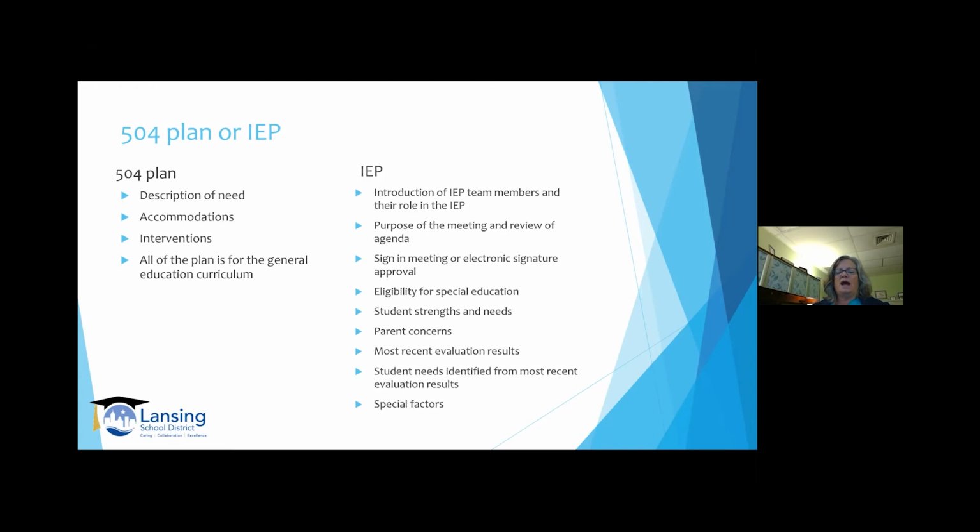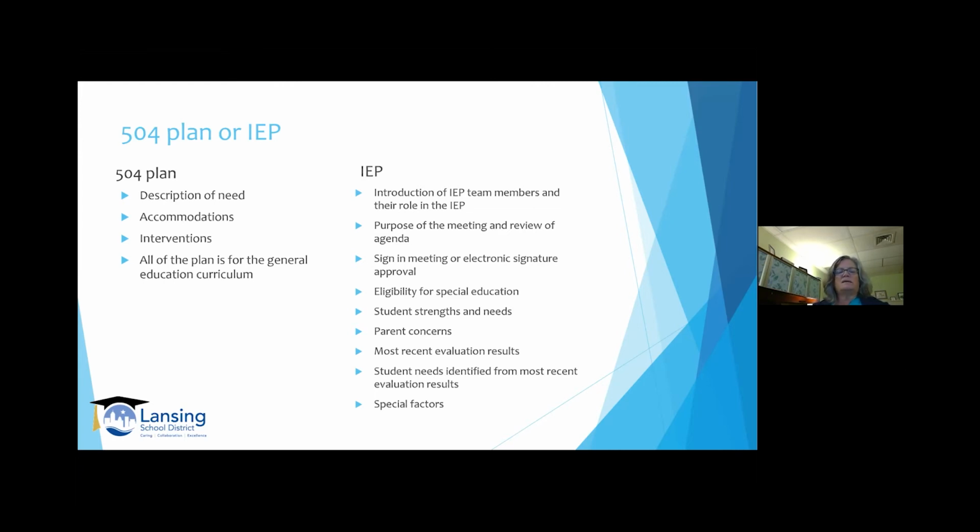Also, on the IEP itself, we would review the purpose of the meeting, and we review this agenda, including all of the items that are listed here. So then participants would sign in to the meeting or give electronic signature approval. There are specific participants that are required to be at every single IEP team meeting. And so we want to make sure that we have documentation of those individuals at each meeting. And so the easiest way for us to do that is to sign in as a participant.